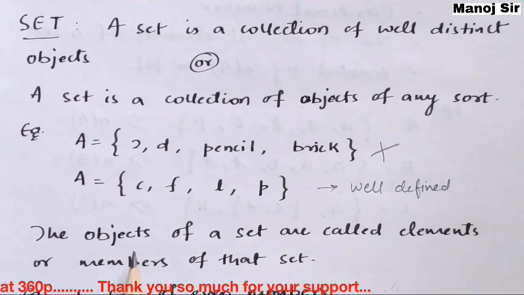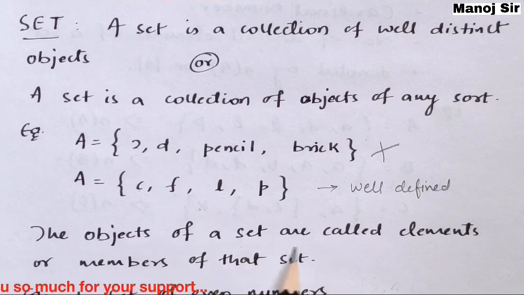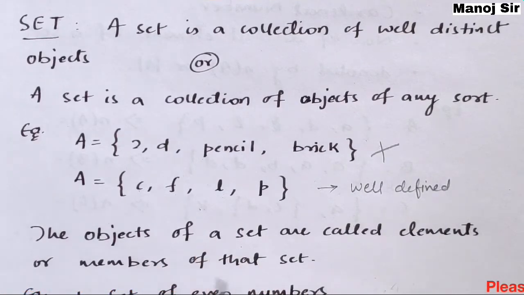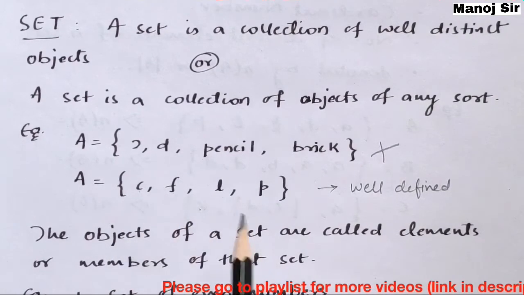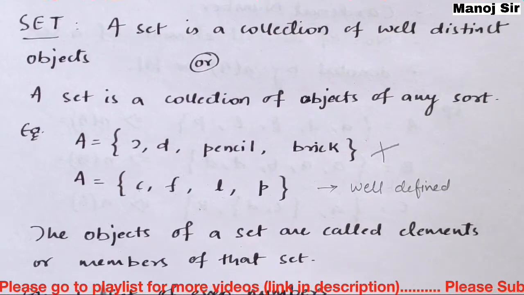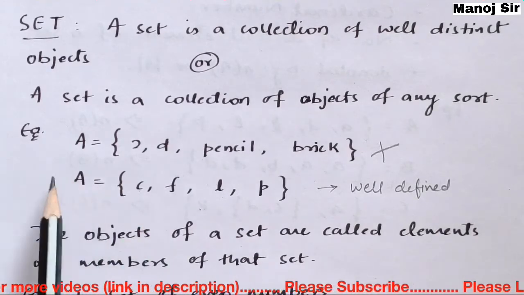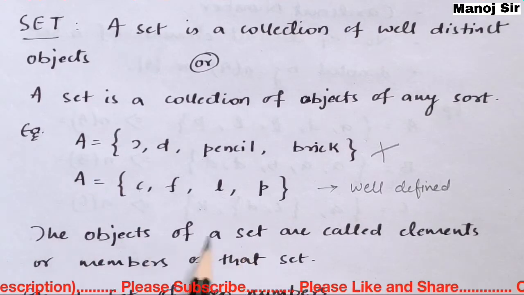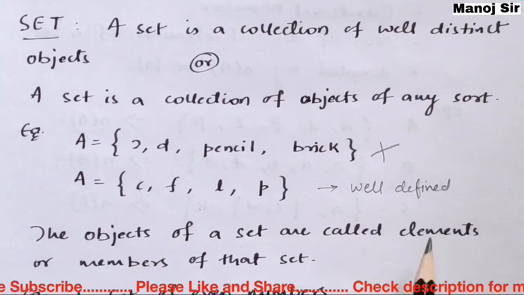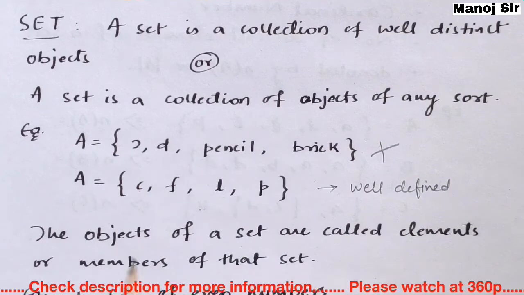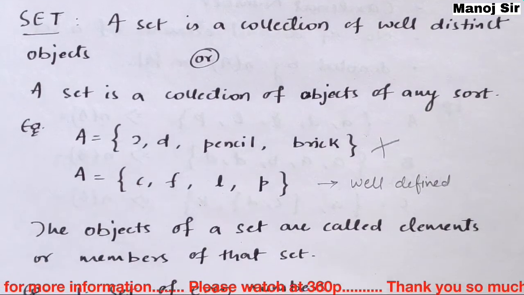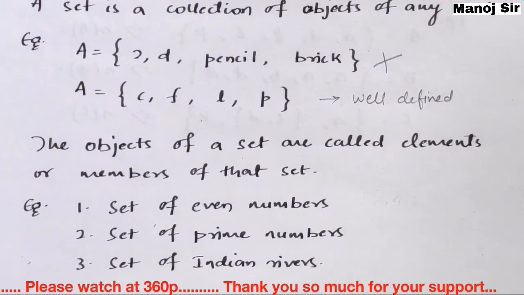Now, the objects of a set are called elements or members of that set. These, c, f, l, p, are all the elements, or you can say members, of this set A. Now let us see some examples.